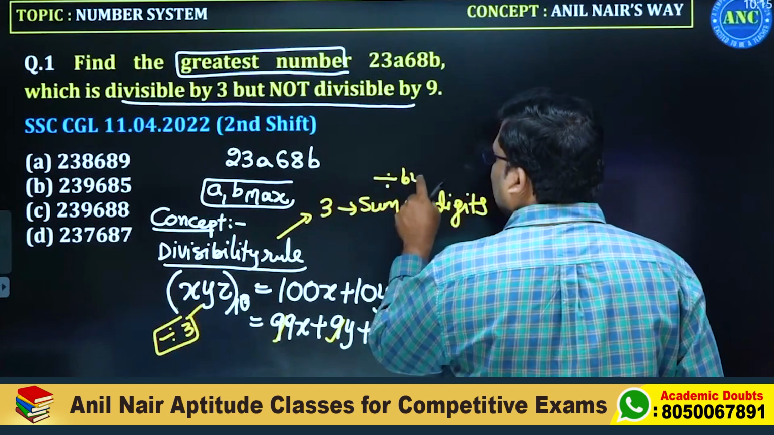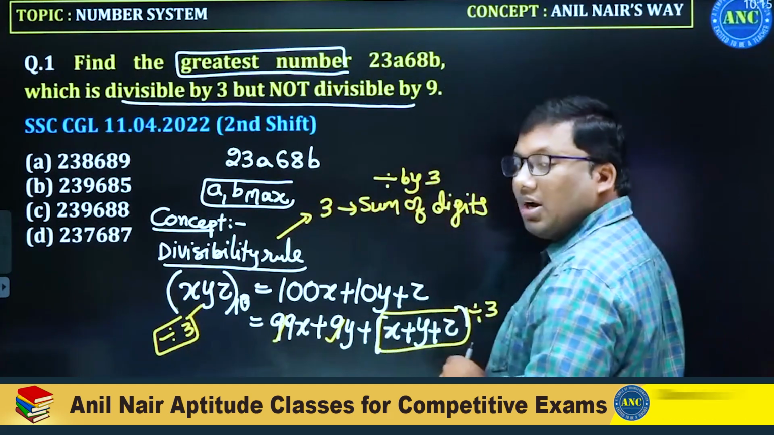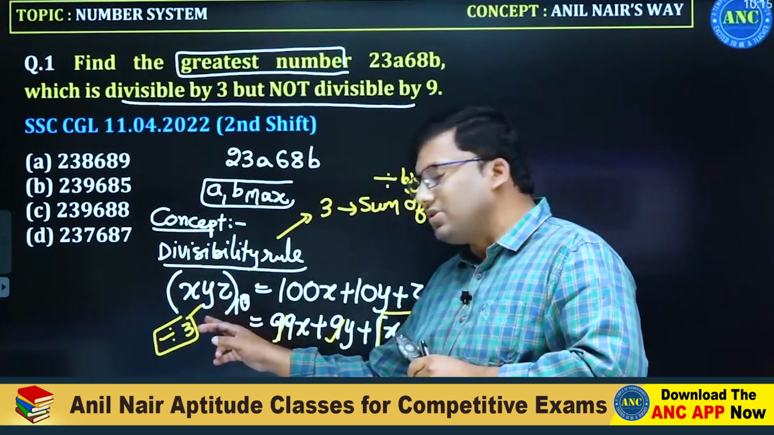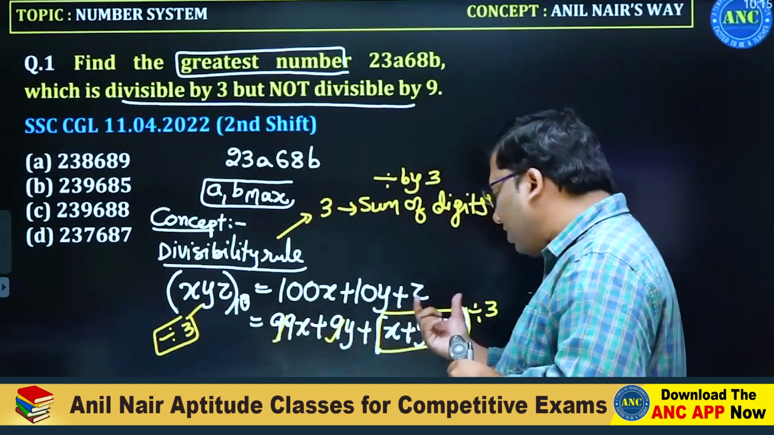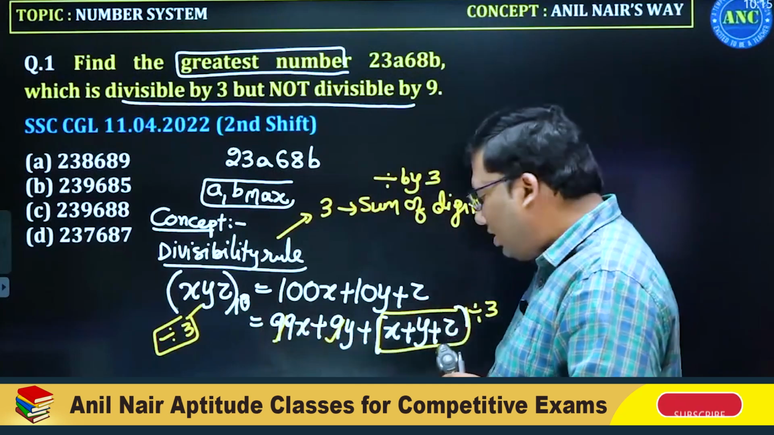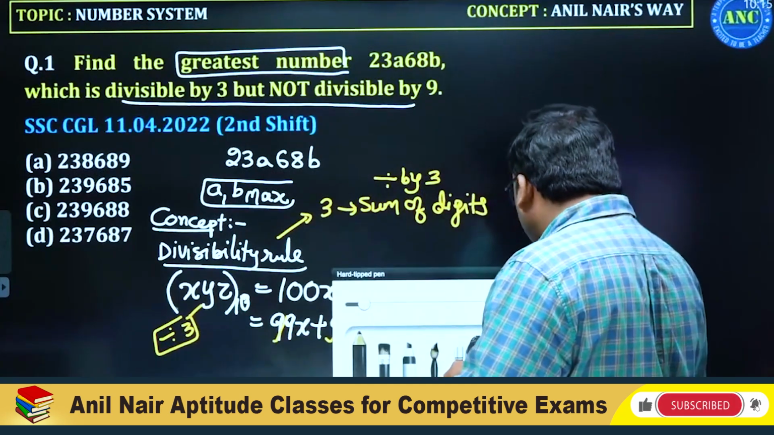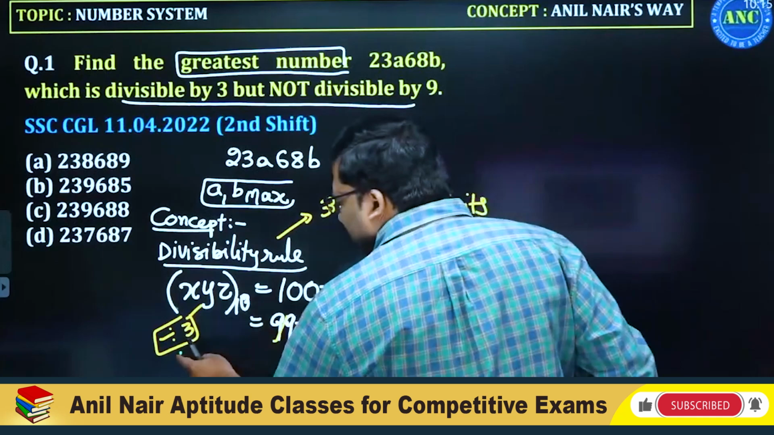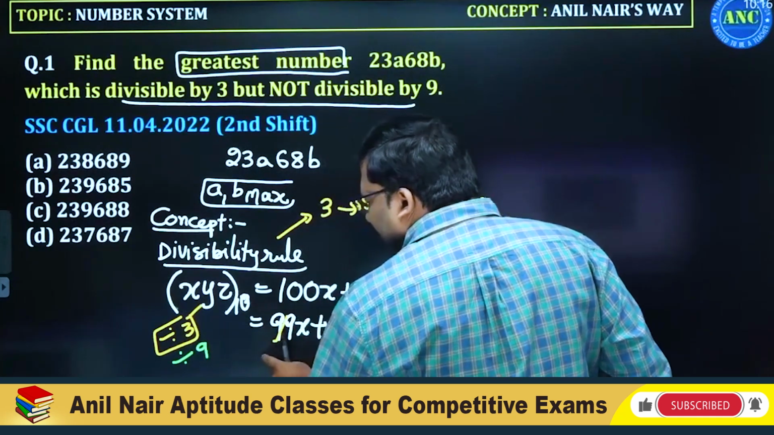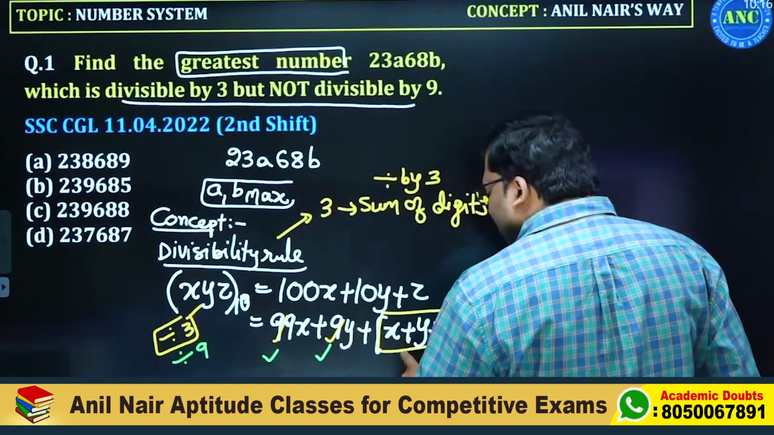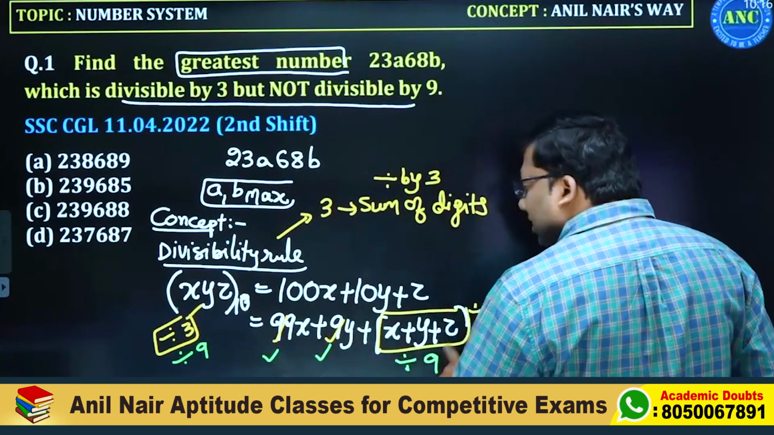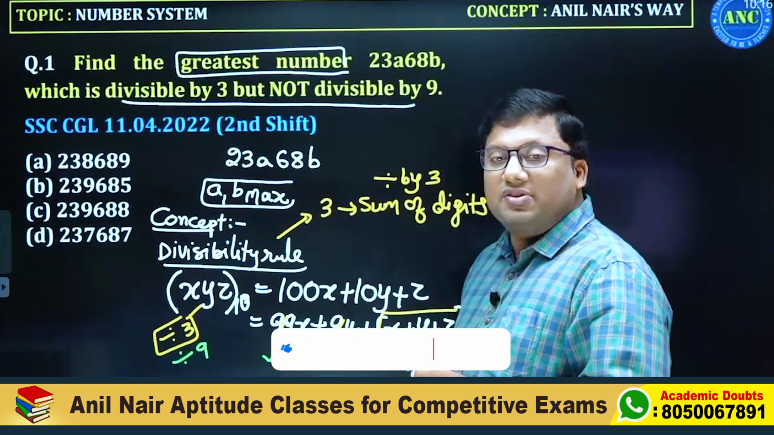Why should the sum of the digits be divisible by 3? Because if the left-hand side is divisible by 3, and 99X is divisible by 3, and 9Y is divisible by 3, then this should be divisible by 3. Similarly, let me check what will happen if it is divisible by 9. 99X is divisible by 9, 9Y is divisible by 9, that means X plus Y plus Z, the sum of the digits, should be divisible by 9.